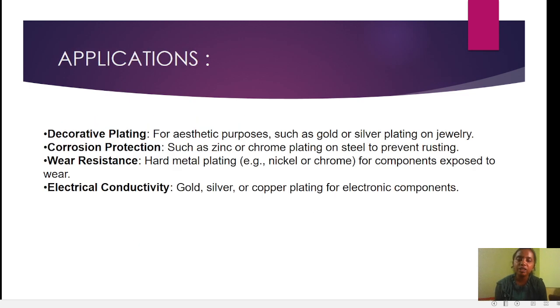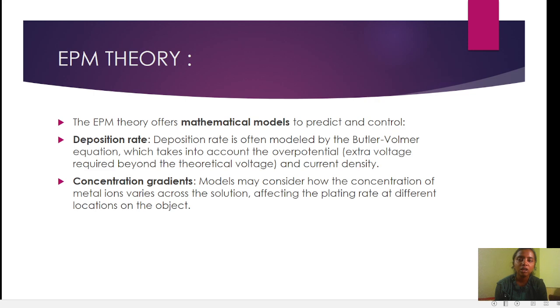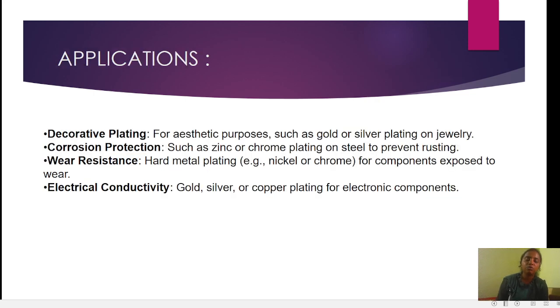Next, applications. Decorative plating for aesthetic purposes, such as gold or silver plating on jewelry. Corrosion protection, such as zinc or chrome plating on steel to prevent rusting. Wear resistance, hard metal plating for components exposed to wear. Electrical conductivity, gold, silver or copper plating for electronic components. These are the four applications.